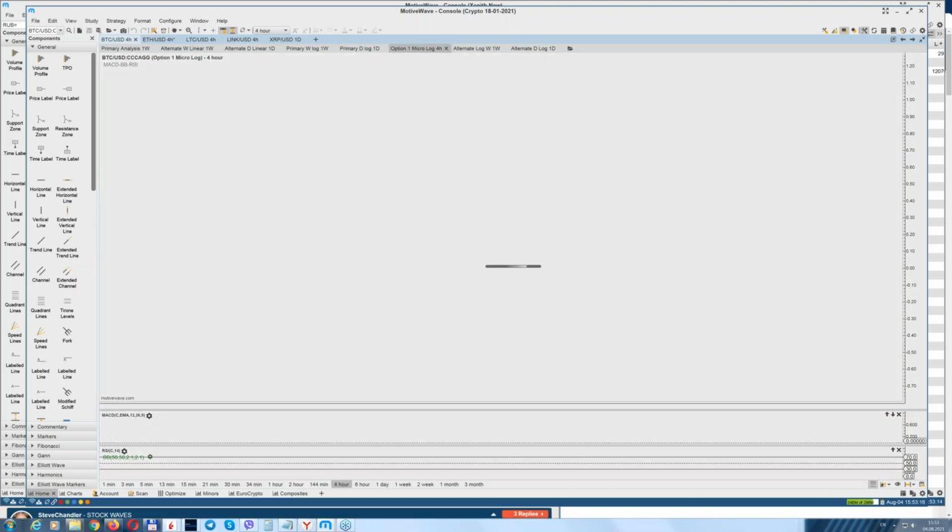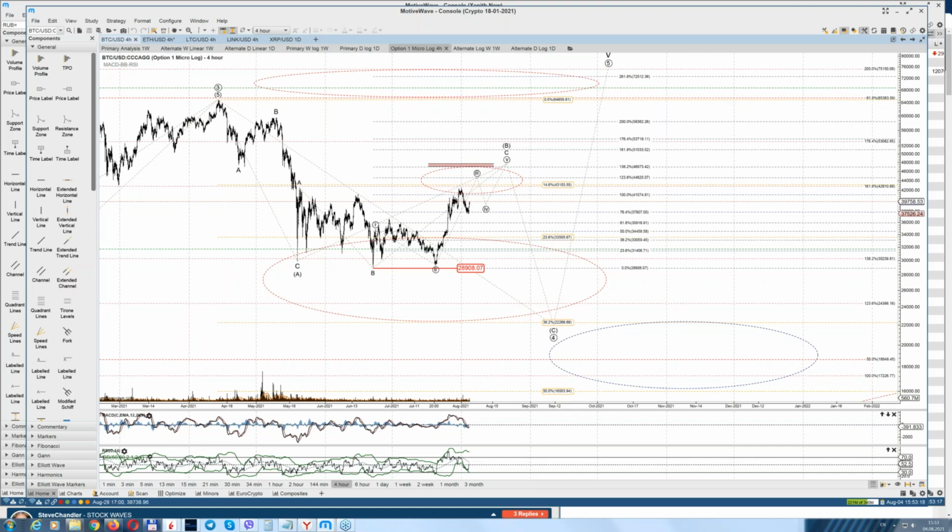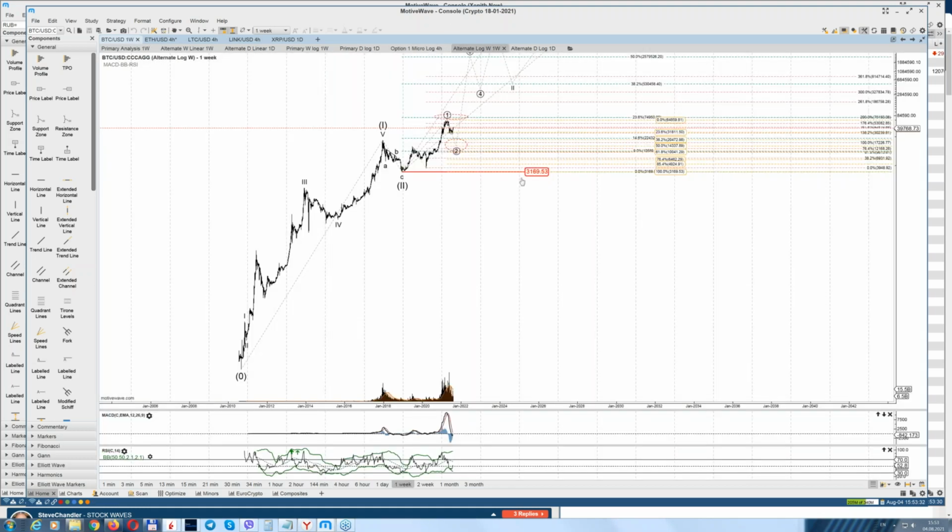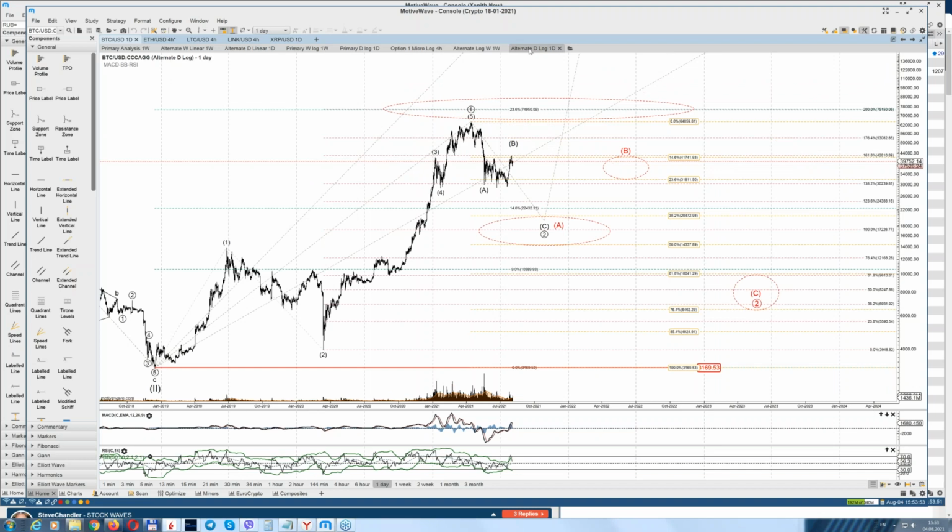Option 1 micro count supposes further extension in the wave 3, 4, and 5. Ideal target is the 47,000 area. Then pull back in the wave 4. Alternative count supposes deeper pullback in the wave 2. All these counts were presented many months back when the entire market was going to visit Moon, Mars, and other planets. I have projected all this resistance earlier, and now I'm watching how this wave structure is unfolding.